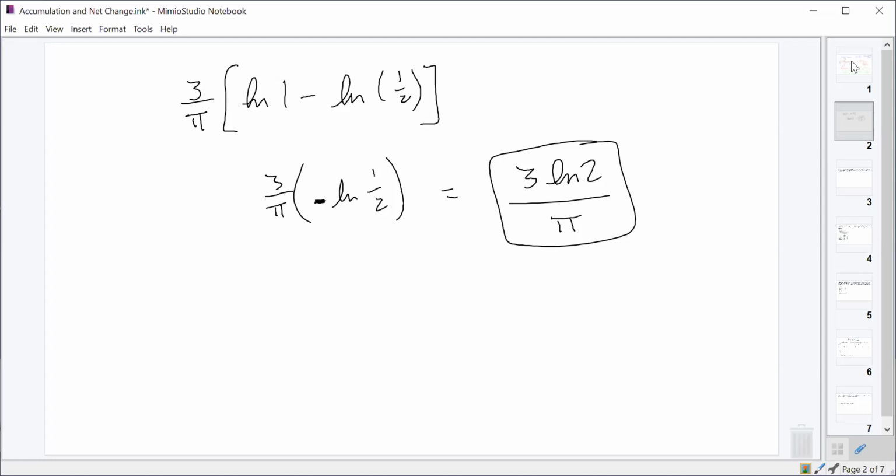Are U substitutions pretty much just inverse chain rule? Yeah. Okay. Not pretty much. That's what they are. They're undoing the chain rule.